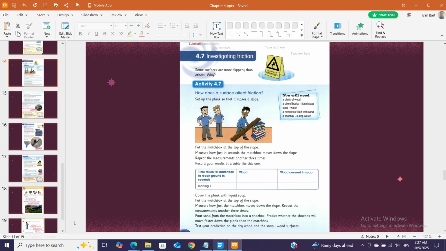4.7 Investigating friction. Some surfaces are more slippery than others. Why? Activity 4.7. How does a surface affect friction? Set up the plank so that it makes a slope. Slippery when wet. You will need a plank of wood, a pile of books, liquid soap, sand, water, a matchbox filled with sand, a shoebox, a stopwatch.